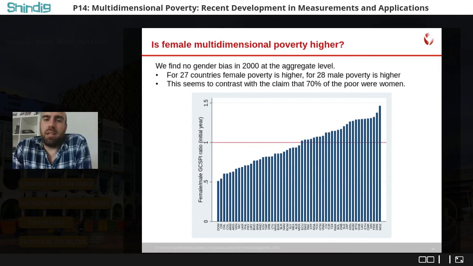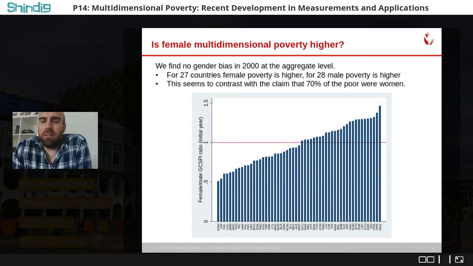Again, next slide. We see that at 2000, the baseline year, there is actually not much gender bias, because for 27 countries, female poverty is higher than male poverty, and for 28 countries, male poverty is higher than female. So this seems to contrast a little with the claim that 70% of the poor were women. In the graph, the red line is where the ratio is equal to 1, meaning that female poverty is equal to male poverty. So countries with the bar finishing above the red line are those for which female poverty was higher.